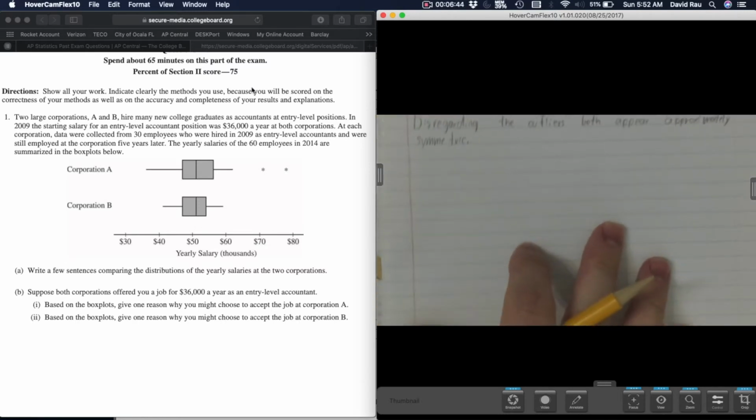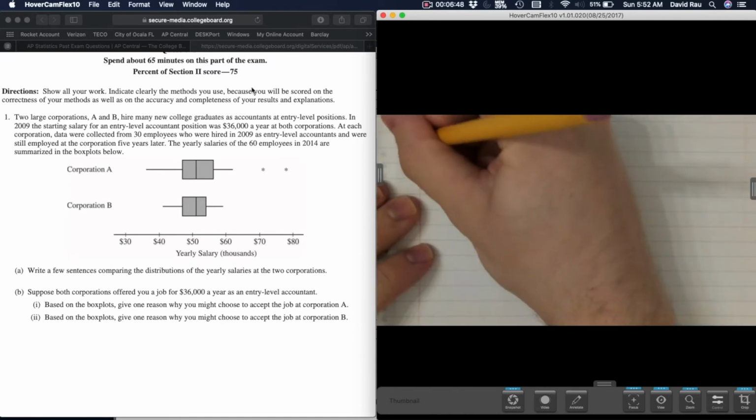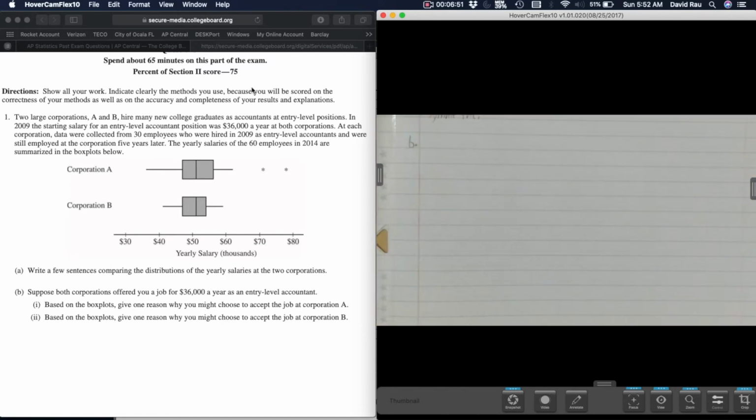Anyways, let's get to part B. Not gonna lie, I looked a little bit early at this question before I started the video. This was the one that I really specified why this paragraph is up there at the front. Suppose both offer you a job at $36,000 as an entry-level accountant. Based on the box plot, give one reason why you might choose Corporation A and one reason why you might choose Corporation B. Remember that this is saying, what will your salary look like in 5 years? So why might you choose job A if both of them start you at $36,000, which would be about here?